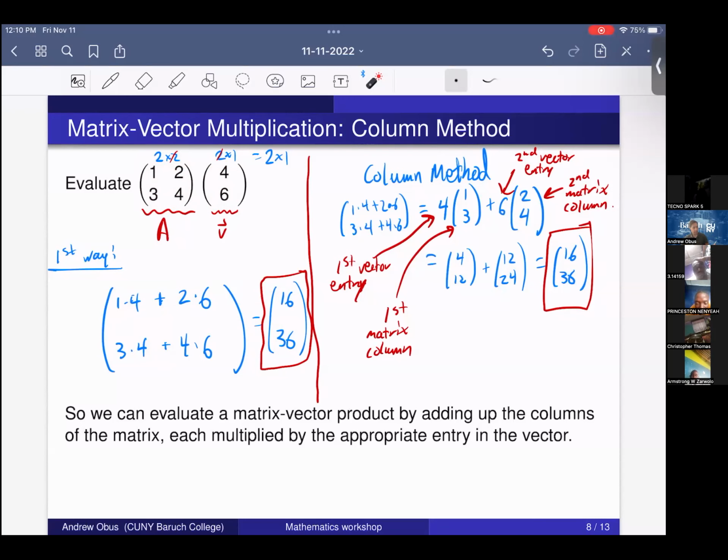Okay, so this is the summary. We can evaluate a matrix vector product by adding up the columns of the matrix, each multiplied by the appropriate entry in the vector. So I take the first column multiplied by the appropriate entry, which is 4. And then I take the second column multiplied by the appropriate entry, which is 6. And if I add those all up, I get (16, 36). So in this case, we could write that AV is equal to another vector W, where W equals (16, 36).